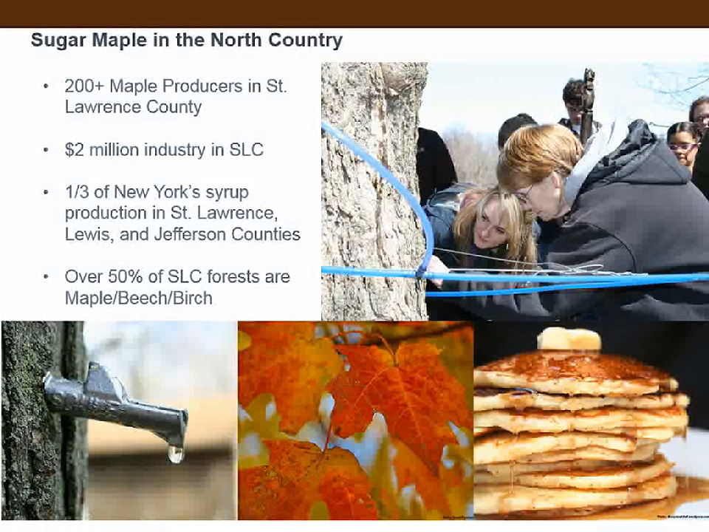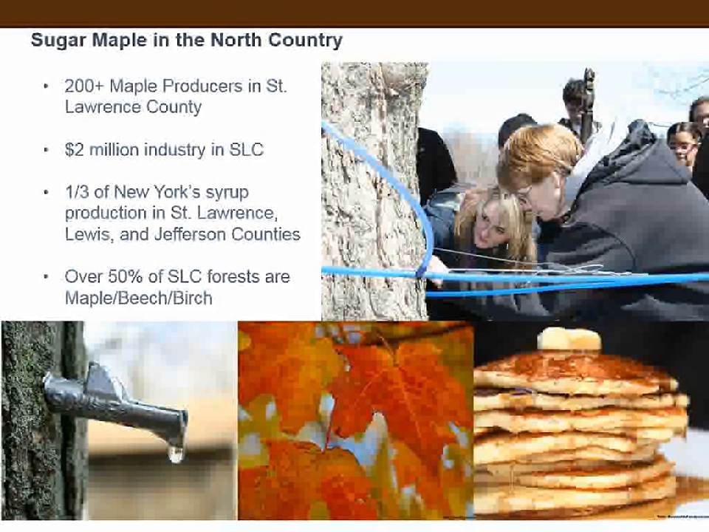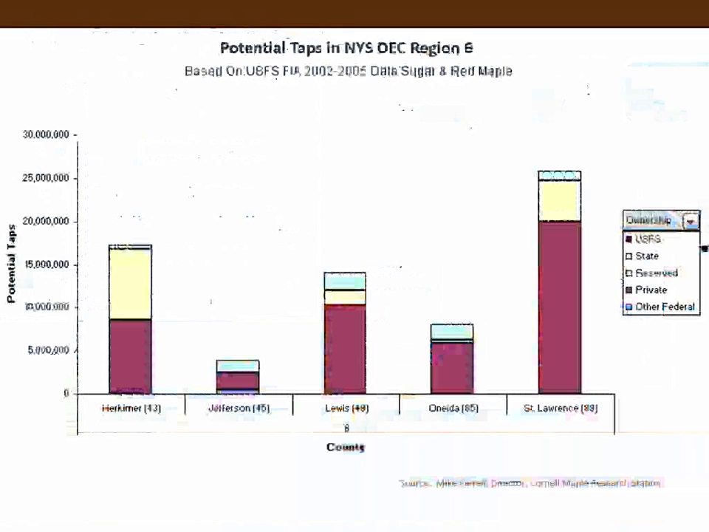And you might say, well, why maples? There's many different things you could look at. But again, we're trying to make the connection between science and place. And because sugar maple is a dominant tree in the North Country, there's over 200 maple producers in St. Lawrence County alone. It's about a $2 million industry. We produce in the North Country about 1/3 of the state syrup production. And if you look around the county, over half of our forests are dominated by sugar maple.